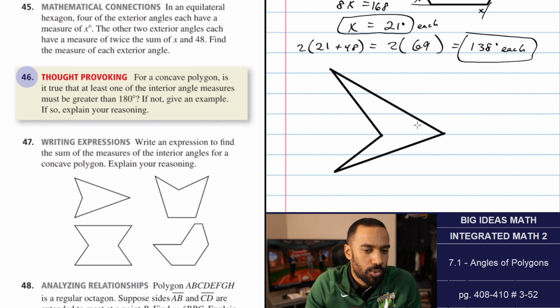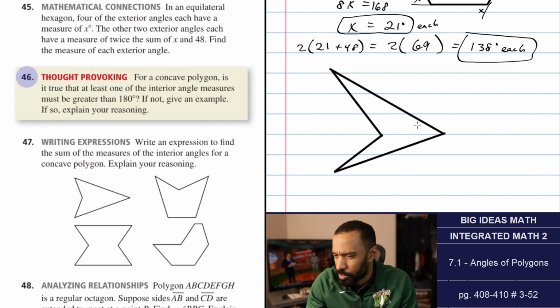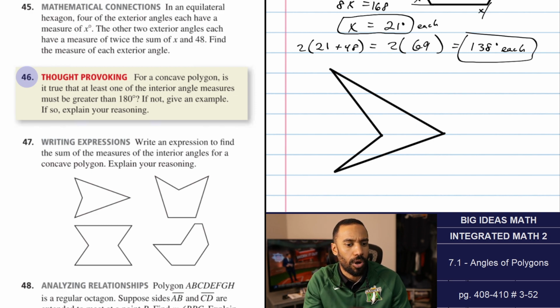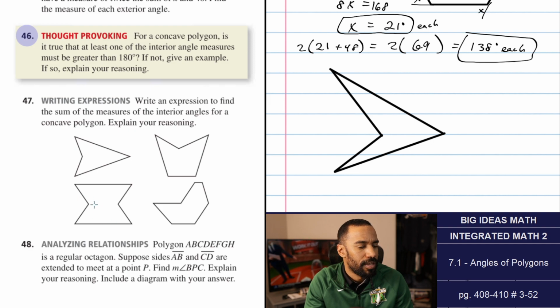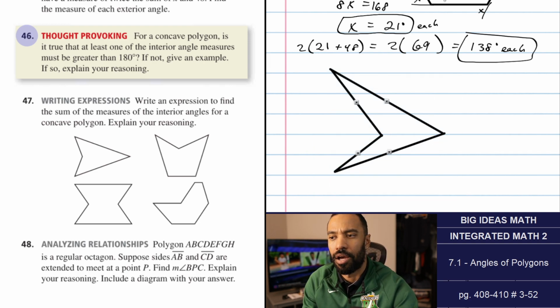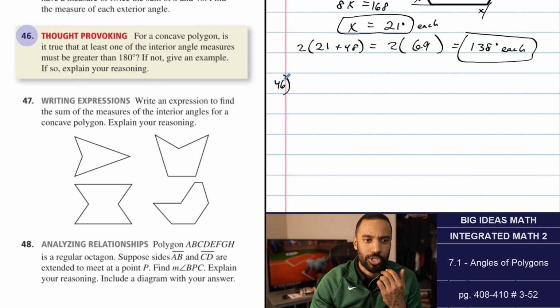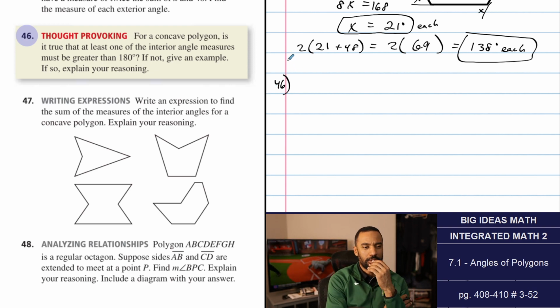Is it true at least one of the interior angle measures must be greater than 180? If not, give an example. So explain your... I think it's supposed to be. I think that's the intent, unless I don't know. Oh, they have some below. I totally didn't see that. Yeah, I think that's supposed to be the case. Sorry if I'm misguided in that. I think that's the whole idea of it. So is it true at least one? It says thought-provoking. I must be missing something if they're talking about that.